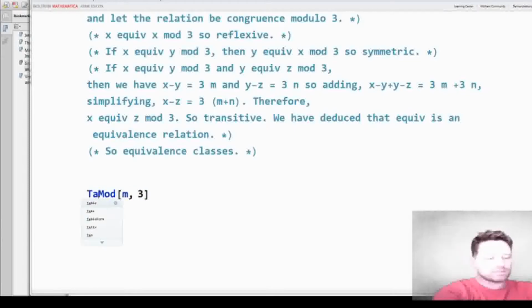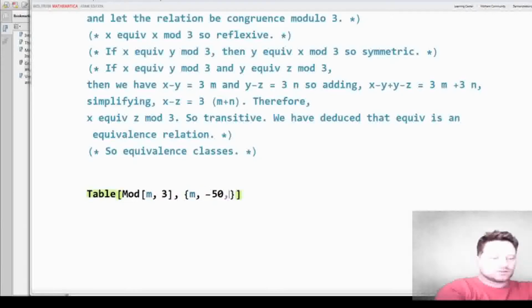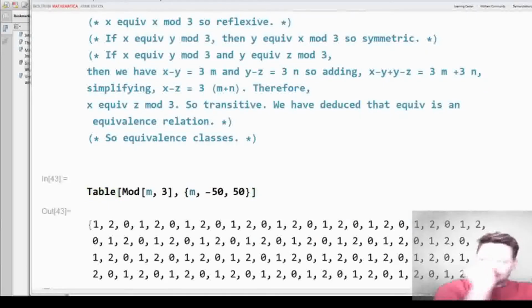And then let's tabulate a table. m goes from, say, minus 50 to 50, and let's see what we get. So you notice that they cycle through these numbers 1, 2, 0, 1, 2, 0, 1, 2, 0, and so on. That's not surprising. So that means that every third number belongs to the same equivalence class.